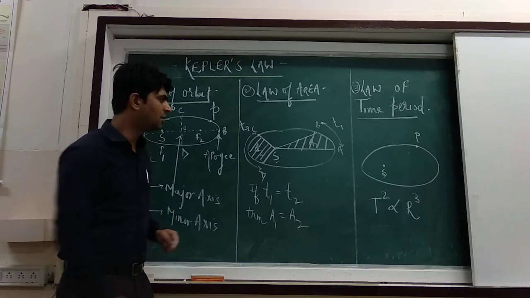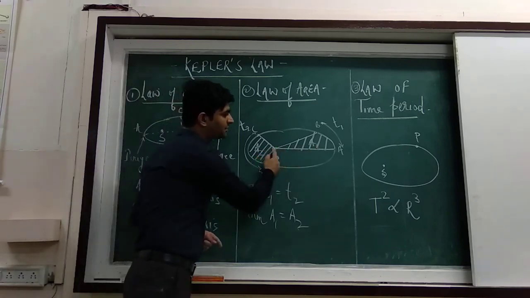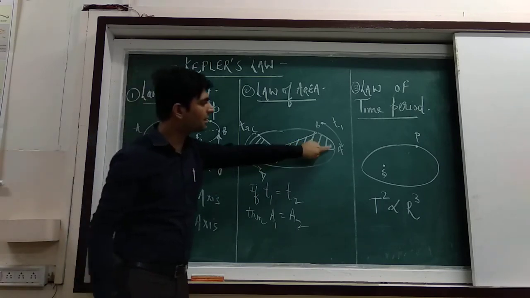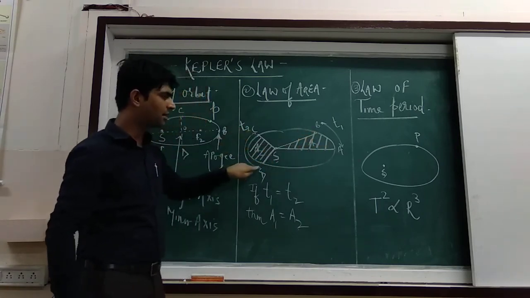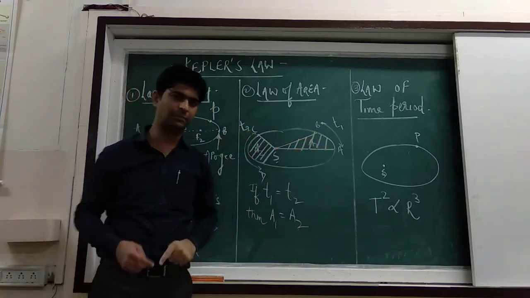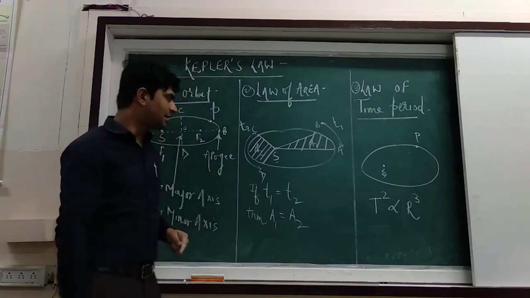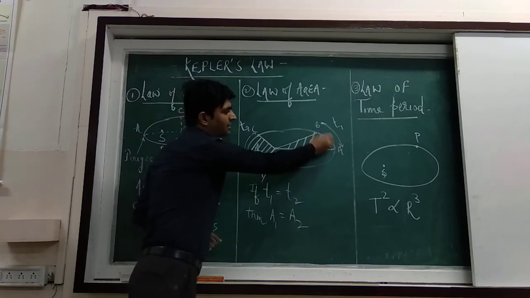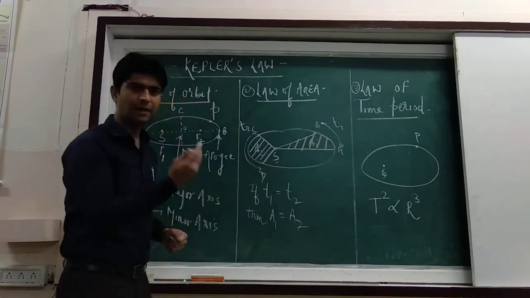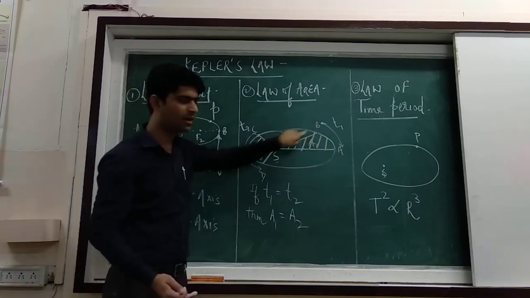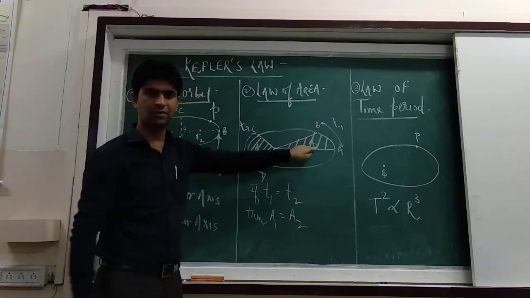Now what is the reason? From here the distance is more, from here the distance is less, so this arc is less as compared to this arc. So how do these areas become the same? This is one question that should strike your mind. The answer is, at this point the speed of revolution of the planet will be less. That's why it is covering a lesser arc, but the distance is more.